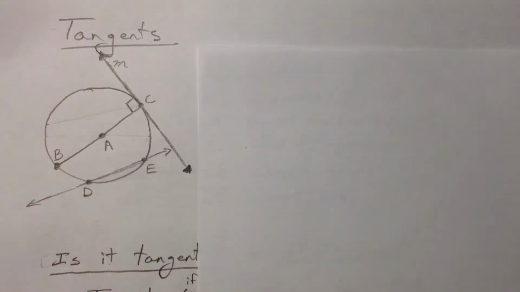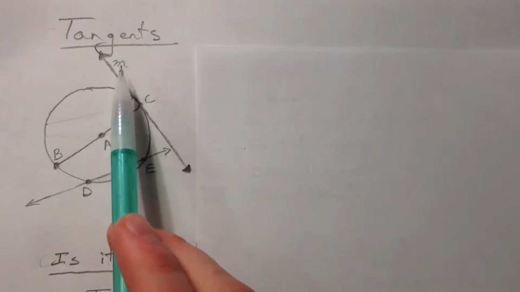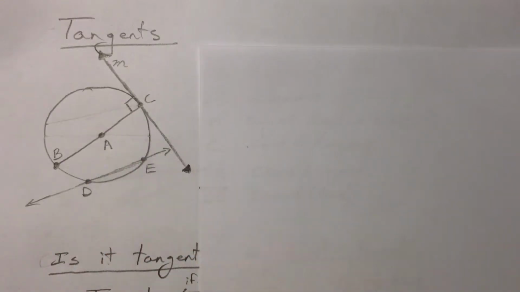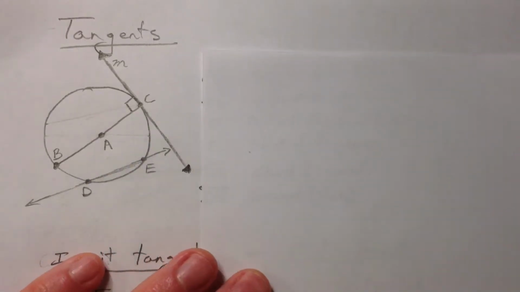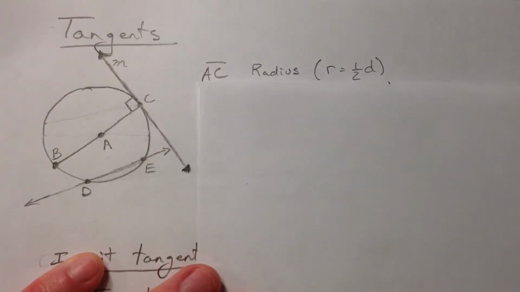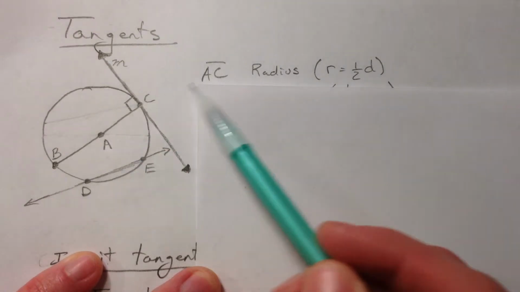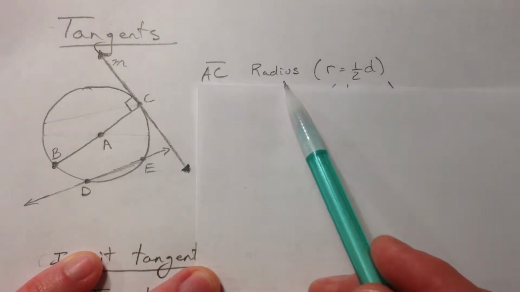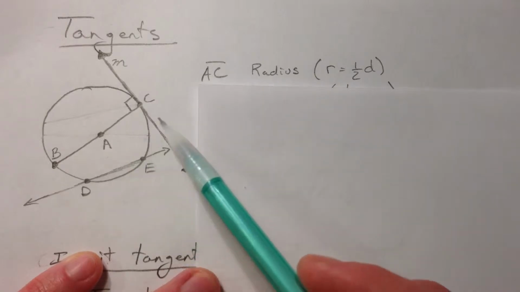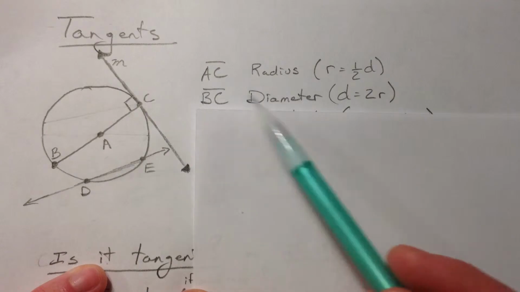So to begin our discussions on circles, I want to first talk about this special thing called tangents, or a tangent line. To begin, though, we want to talk about some basic vocabulary. Before we talk about tangents specifically, I need you to know that AC is called a radius. Hopefully you already knew that. And BC, if you go all the way across, is the diameter.